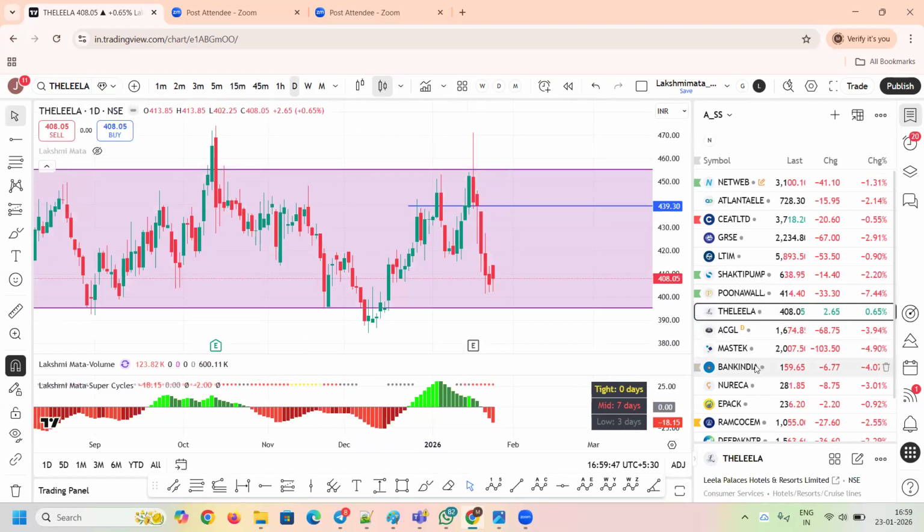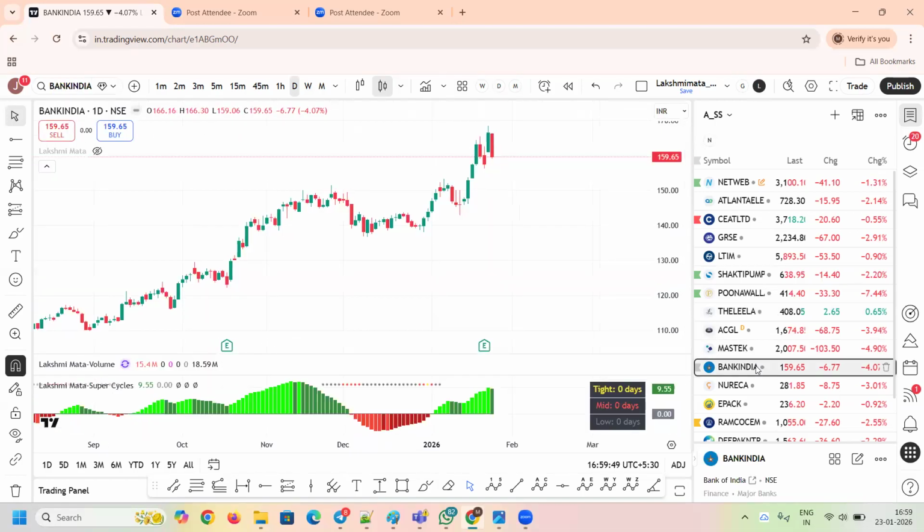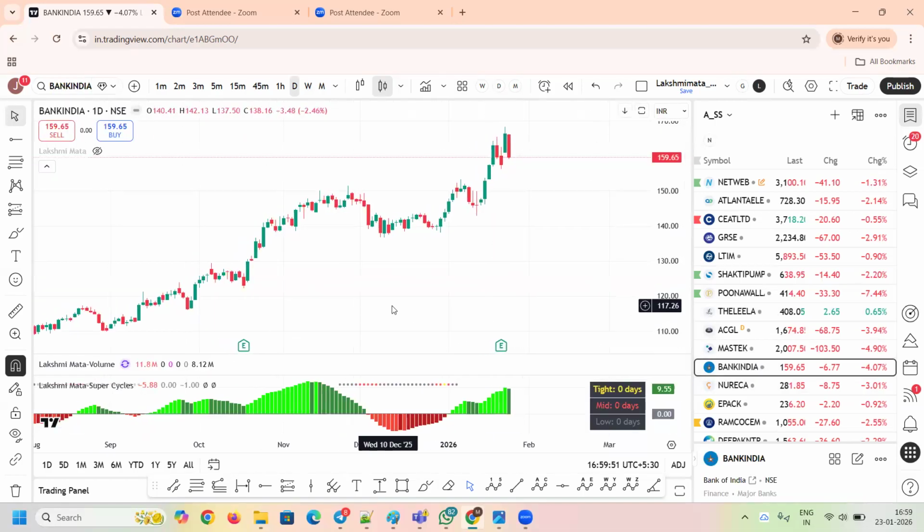So, yes, sir. That is all about support and resistance points. If you have any doubts, you can ask me. No, I think it's very much clear. I'll try implementing it in my daily trades and see.